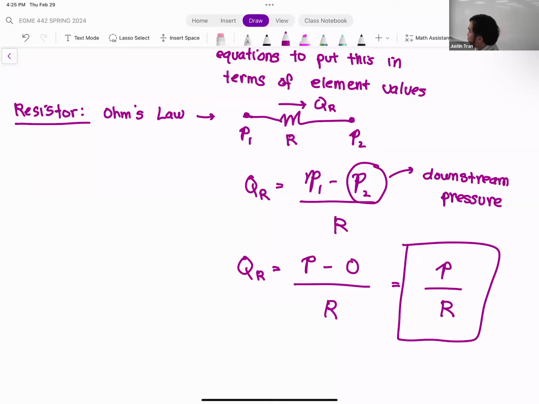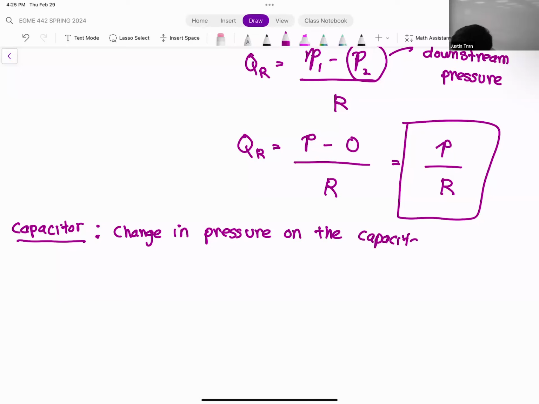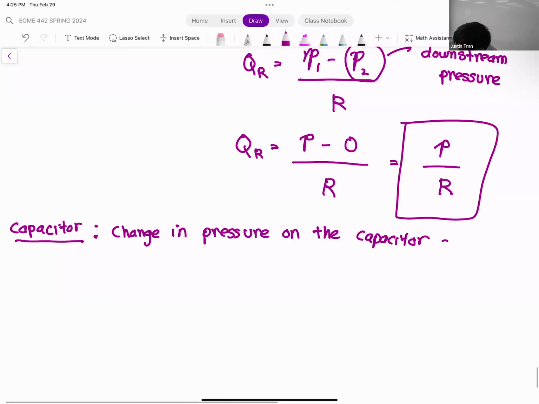All right, so we have our equation here for the flow over the resistor. Now let's do the flow over the capacitor, or I should say the flow into the capacitor, a bit more accurate. Okay. So for the capacitor, we actually have a differential equation, right? So if you look back in the notes, the change in pressure on the capacitor depends on the flow coming in.